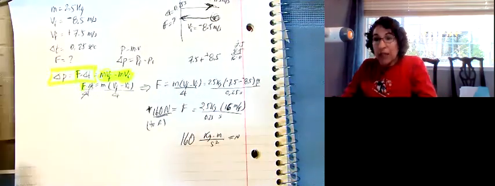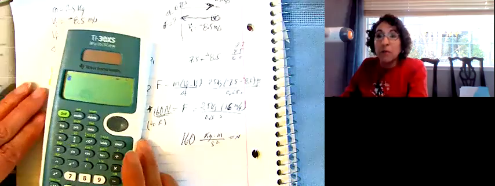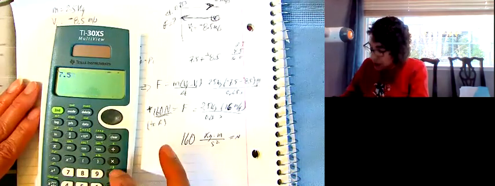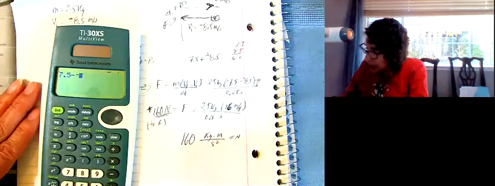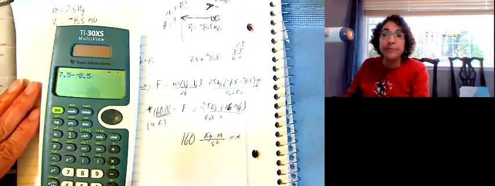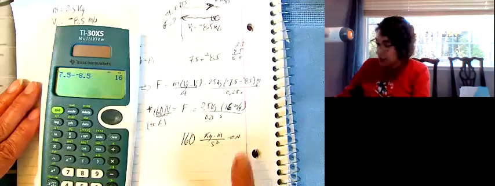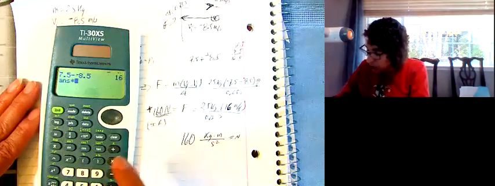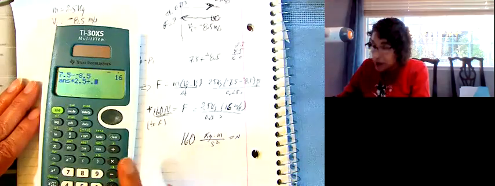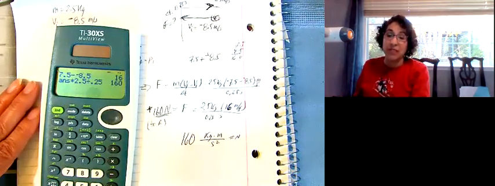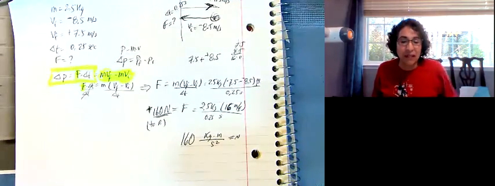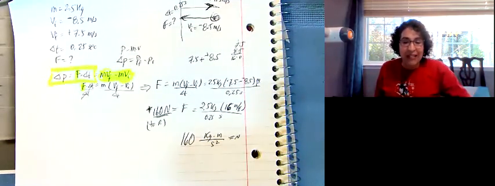Plug those in, and if you doubted me, 7.5 minus a negative 8.5 was 16. So that's what should have been here. 16, and then times my mass, which is 2.5, and then divided by the time, I ended up with 160 newtons. And that's it for the problem for practice B, and I'll see you next time.